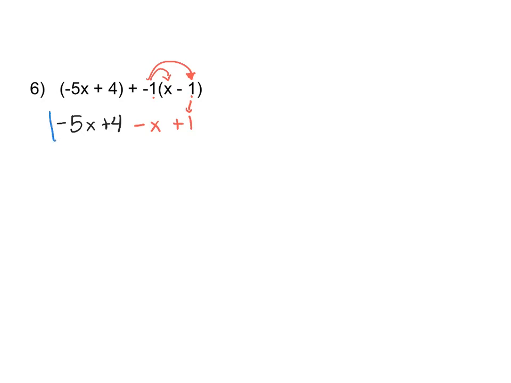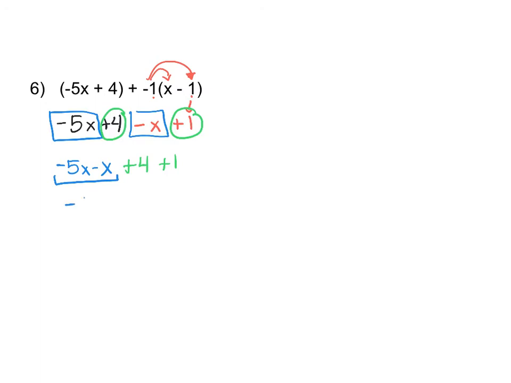So I have a negative 5x and a negative x. So I'm going to put them next to each other. And then I have a 4 and a positive 1. So plus 4 and plus 1. So negative 5x minus x is negative 6x. Then I have plus 4 plus 1. So this is plus 5. So I have negative 6x plus 5. And that is your final answer.